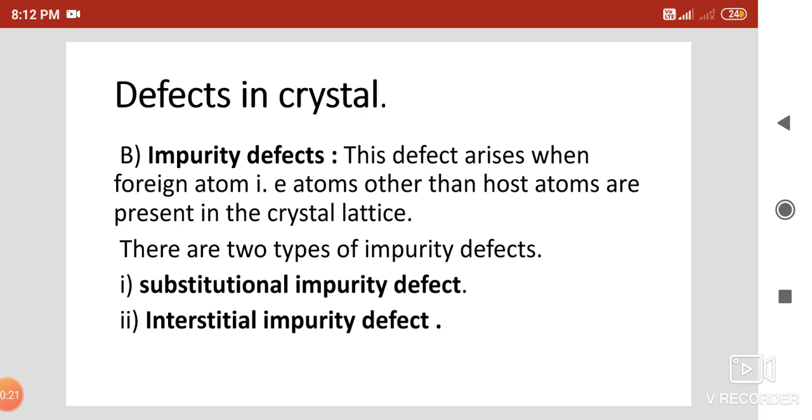This defect arises when foreign atoms, that is atoms other than host atoms, are present in the crystal lattice. There are two types of impurity defects, substitutional and interstitial defect. Let us study this type of the impurity defect, that is substitutional and interstitial impurity defect. Let us start with the first, that is the substitutional impurity defect.